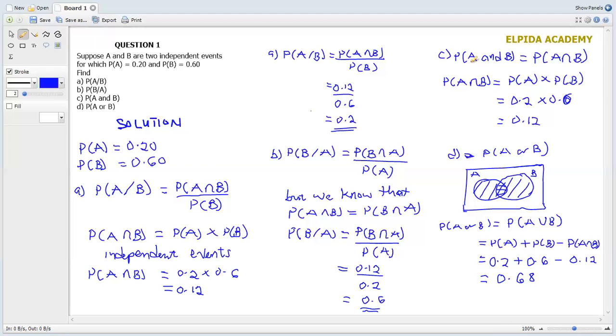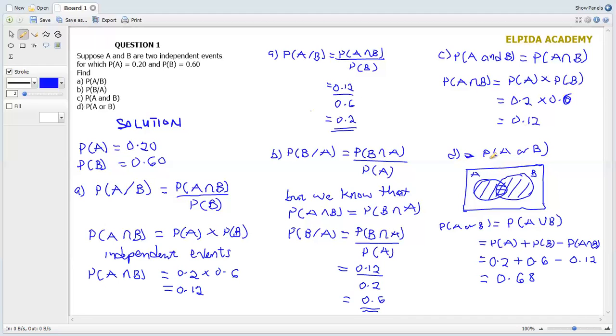Sorry, for C, we are supposed to find probability of A and B. And this is the same as probability of A intersection B. And as stated here, for independent events, probability of A intersection B is probability of A times probability of B, given as 0.12.